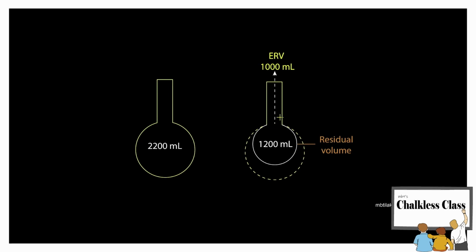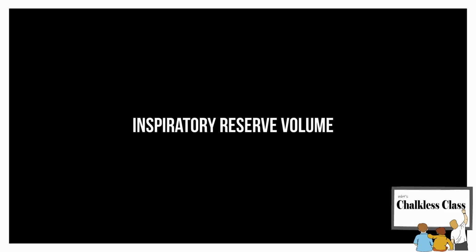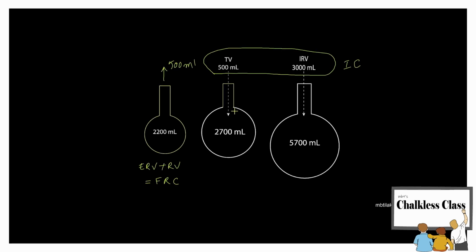After forceful expiration, the volume of air remaining in the lungs is called residual volume. It is about 1200 ml. This cannot be detected or measured by using a spirometer. After normal inspiration, the excess of air inhaled by the contraction of inspiratory muscles is called inspiratory reserve volume.